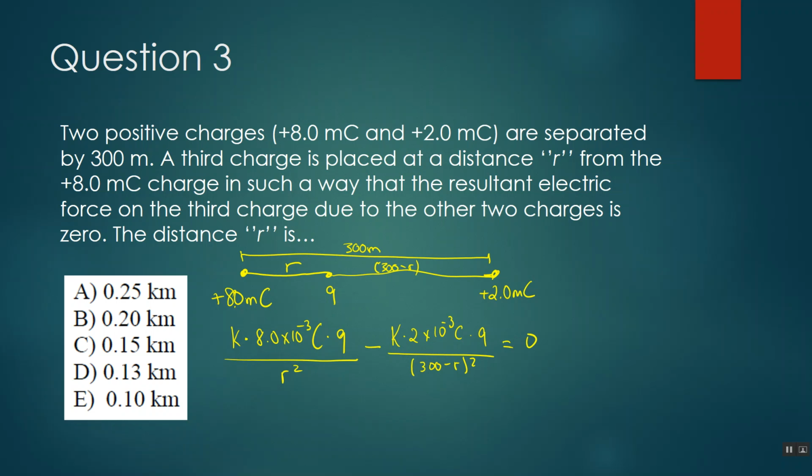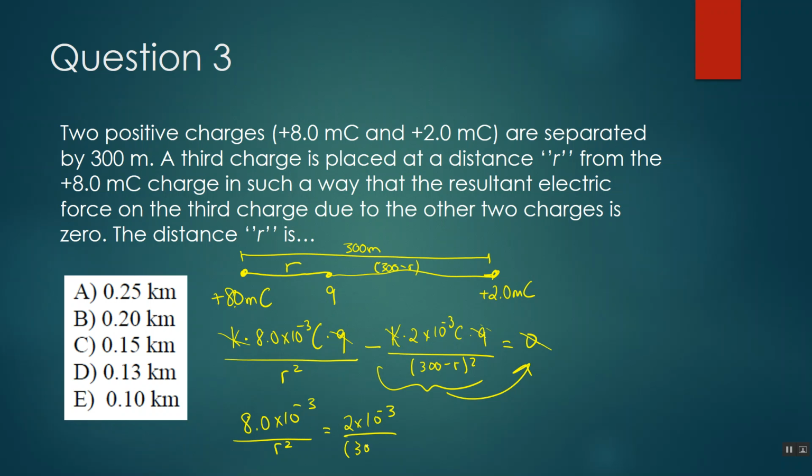Essentially, if you want to stop paying attention now, it's just algebra to solve the rest. I'll do it, but it's just algebra, so try to follow along. I can divide everywhere by k, because on one side it's 0. I can divide every side by q, because again, it's 0 on the other side. So if I bring this expression to that side, I'm left with 8.0 times 10 to the minus 3 over r squared is equal to 2 times 10 to the minus 3 over 300 minus r squared.